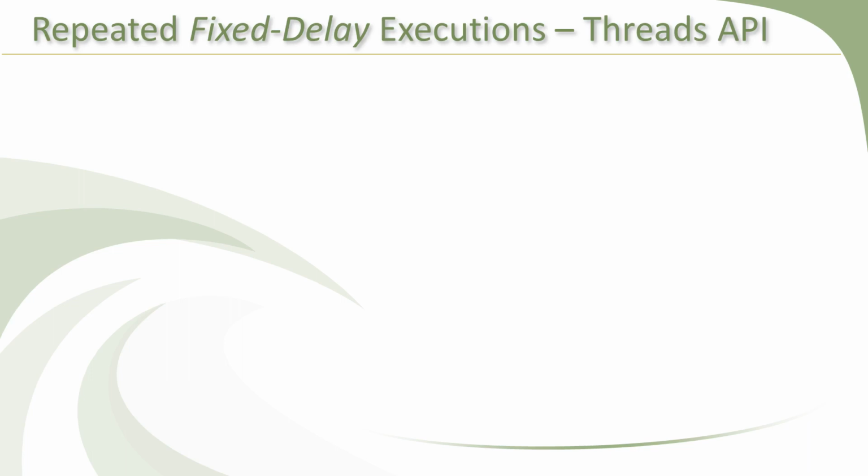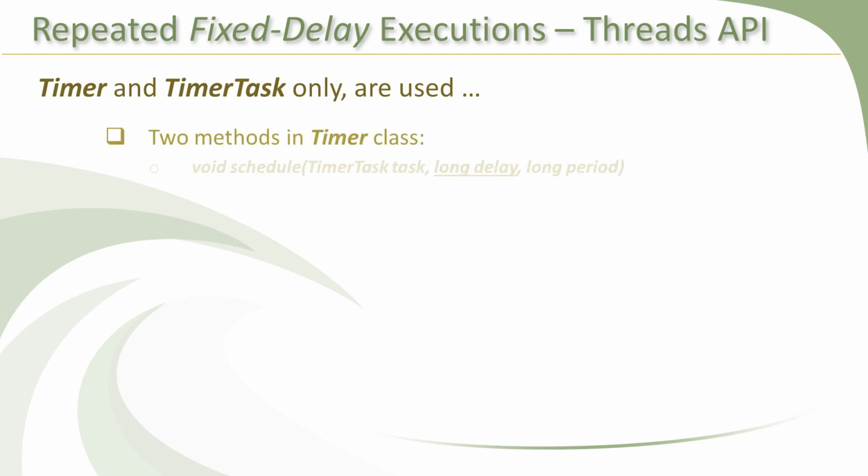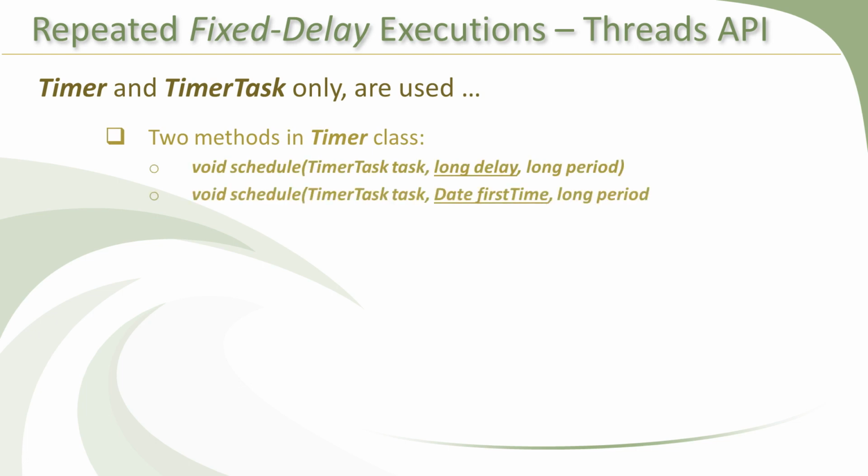Here we will learn what repeated fixed delay executions are and how to use the Threads API to schedule tasks for the same. As discussed previously, Timer and TimerTask classes are the only ones used for repeated executions using the Threads API, whether for fixed delay or fixed rate. The Timer class provides two overloaded methods for this purpose.